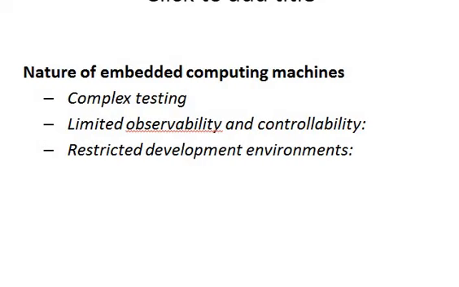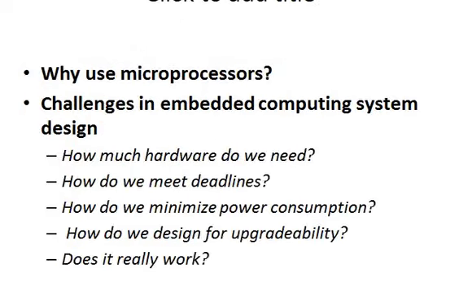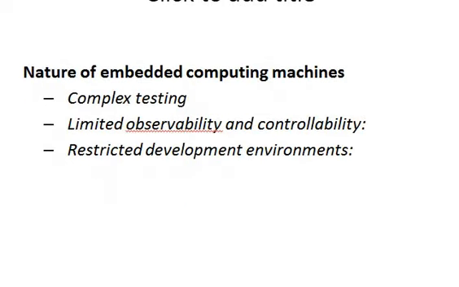These are some challenges that we have seen in the topic. Let me summarize this presentation. We have seen the definition of what an embedded system is. Then we talked about complex systems and embedding computers. We said that in the majority of applications, the computer embedded is a microprocessor. We saw a few characteristics of embedded computer applications, how they should be. Then we discussed why microprocessors are widely used in embedded computing. Then we saw the challenges, and we also discussed the nature of the challenges because of embedded computing machines.